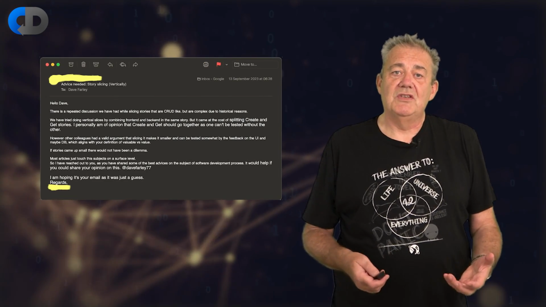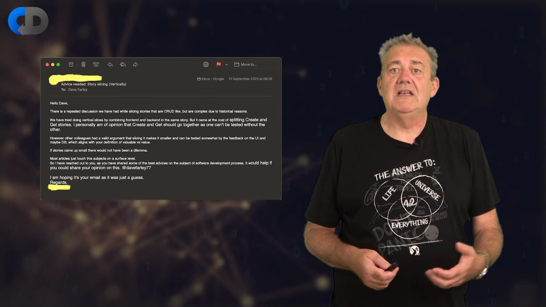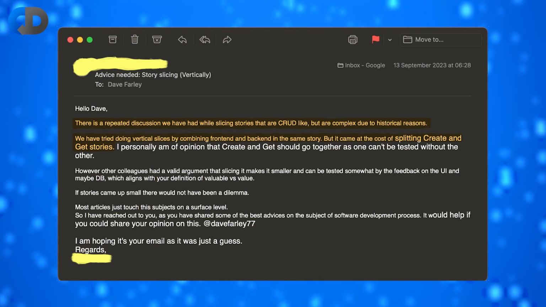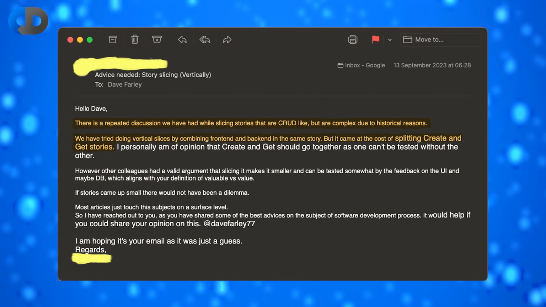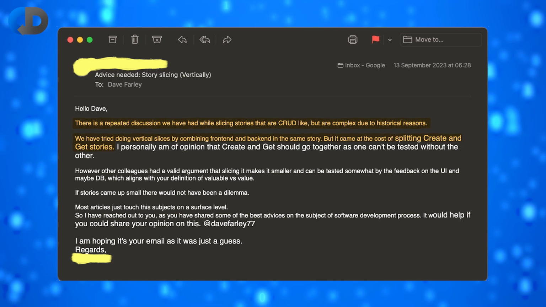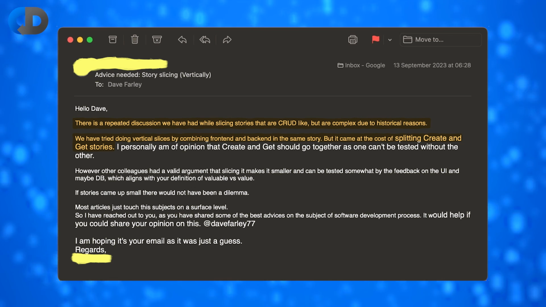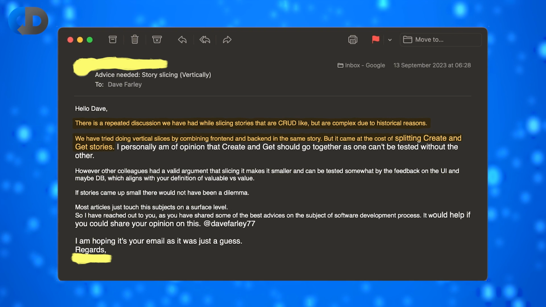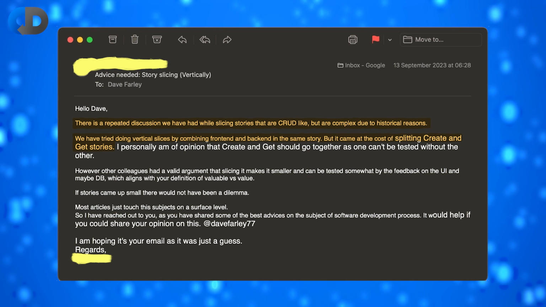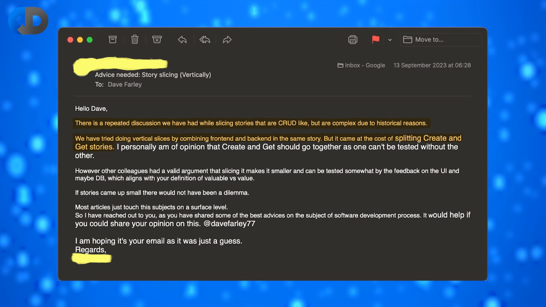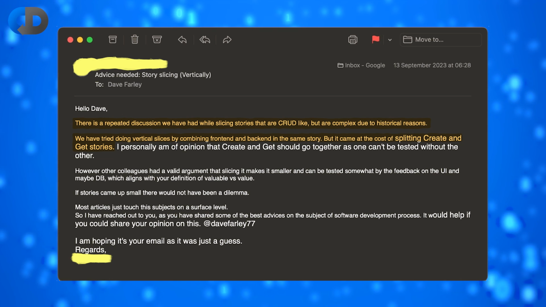Let's look at the question again. The core of it is this. There is a repeated discussion we've had while slicing stories that are CRUD-like, but are complex due to historical reasons. We have tried doing vertical slices by combining front-end and back-end in the same story, but this came at the cost of splitting create and read stories. Well, this is talking about a real problem.